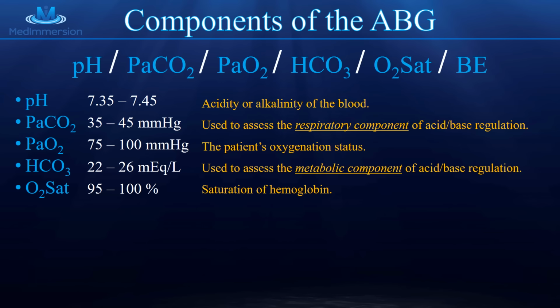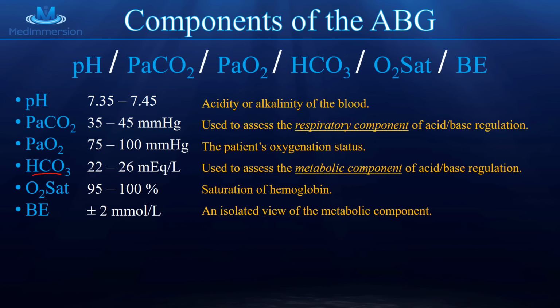And lastly, base excess. The normal values are between positive 2 and negative 2. So if it's negative 2, then you have a negative excess, which is more accurate to say a deficit. So it could be a base excess or a base deficit. And it gives you a more isolated view of the metabolic component of your acid-base status, because bicarb and carbonic acid and CO2 can kind of transform between one another, so they are mixed just a little bit. But this base excess is purely looking at what component is metabolic.